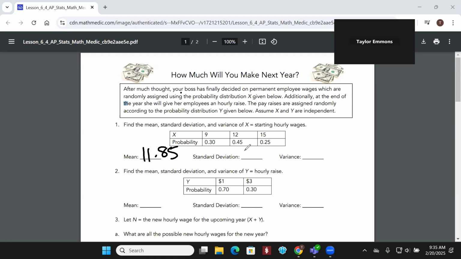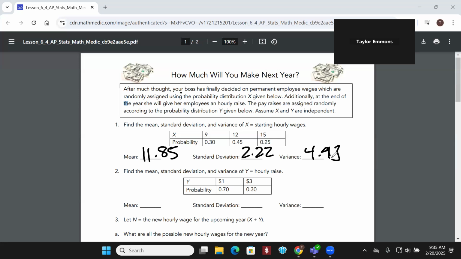11.85, great. Standard deviation? 2.22. Variance: if you scroll down, variance should be at the bottom. It's sigma squared. So it should be like 4.93. With variance, make sure that you don't round your standard deviation when you square it, because it does change that second decimal.